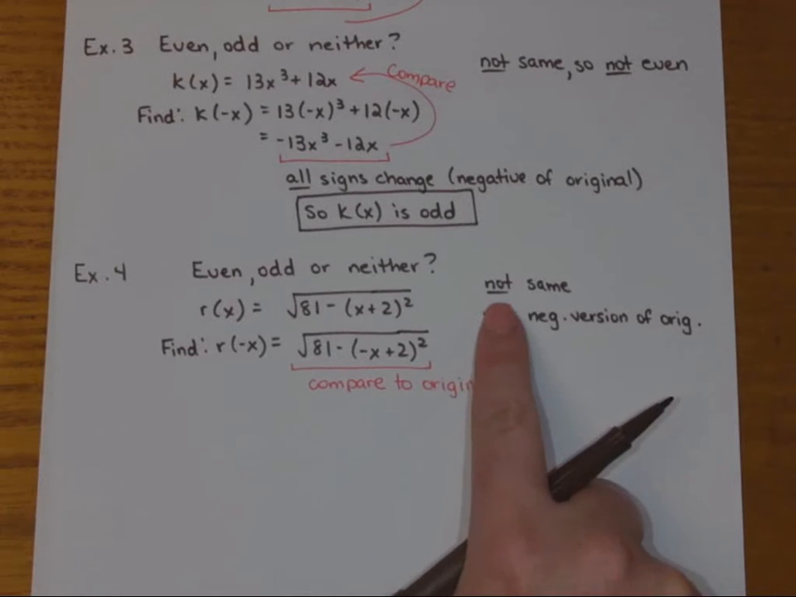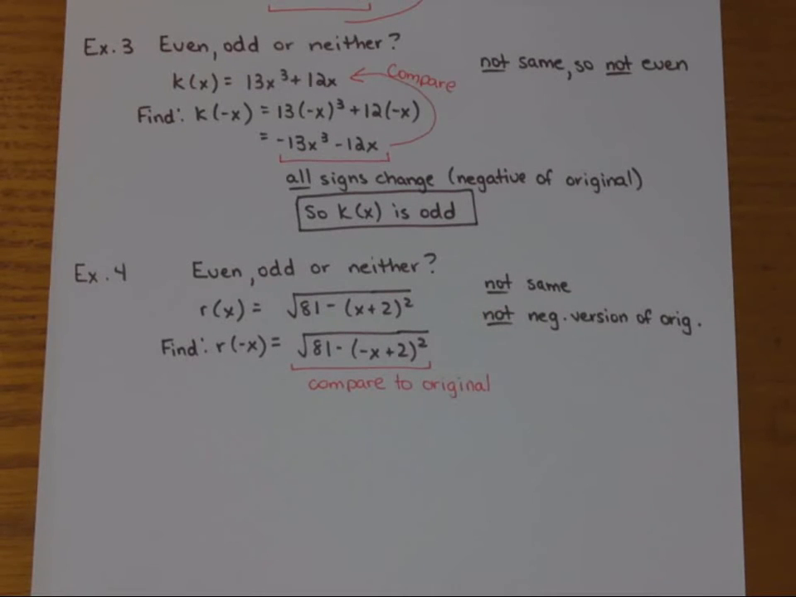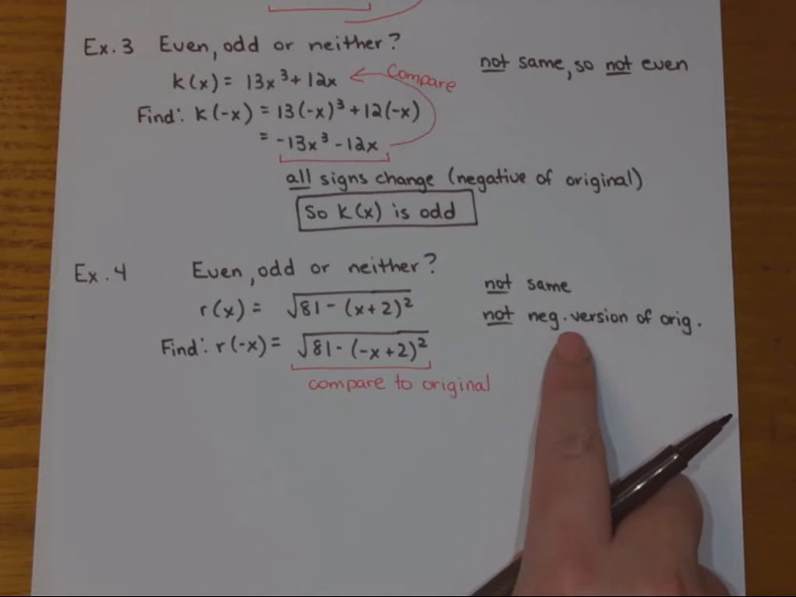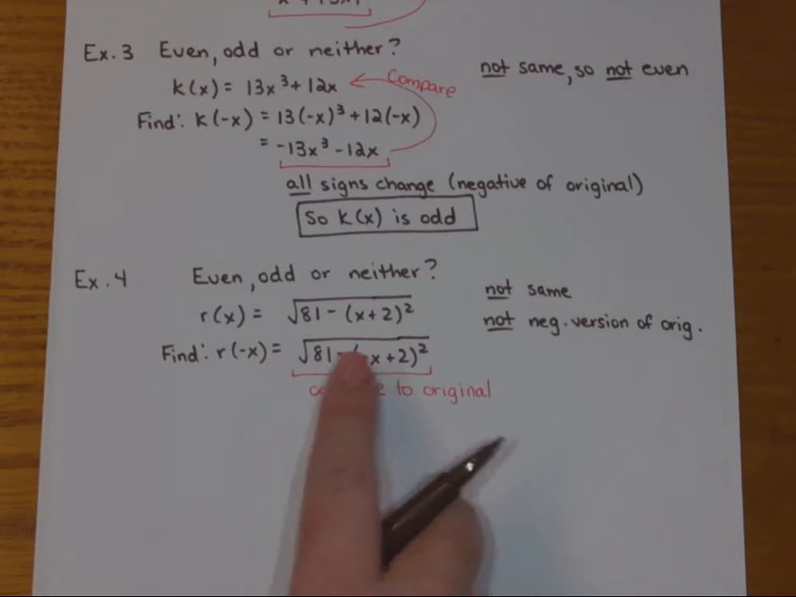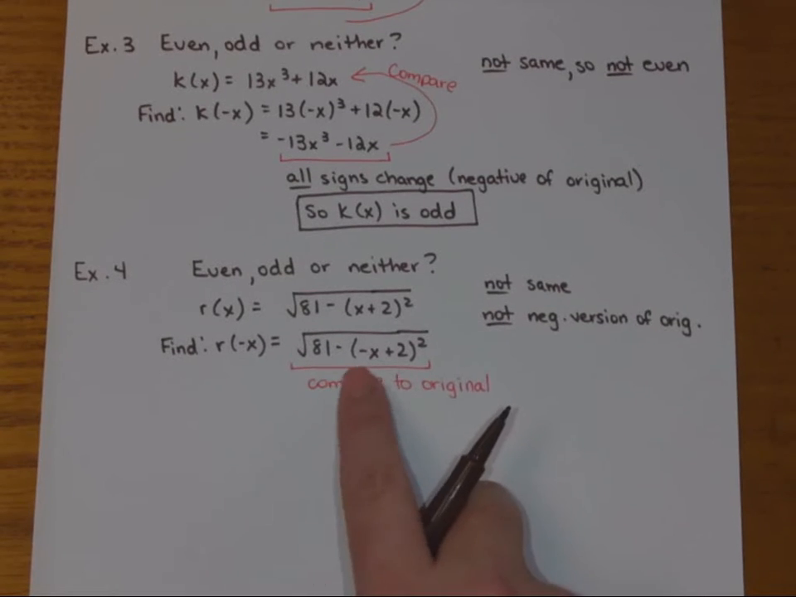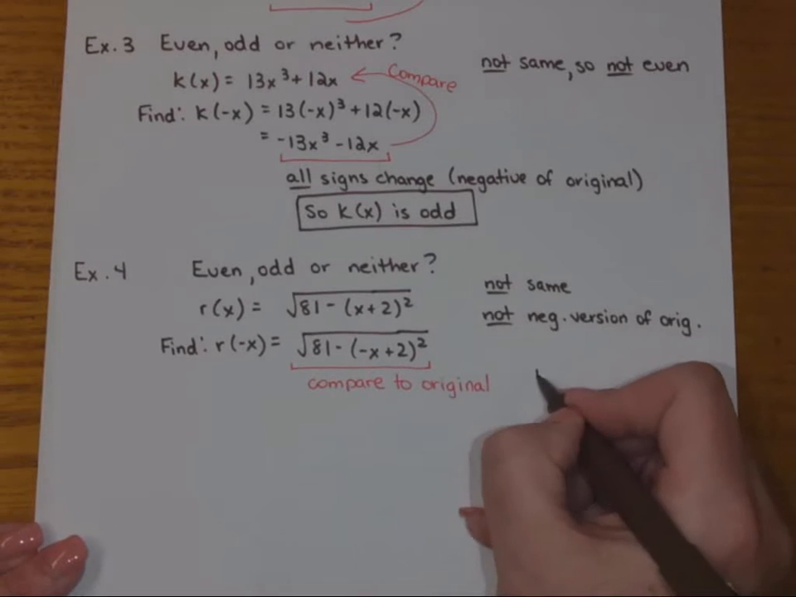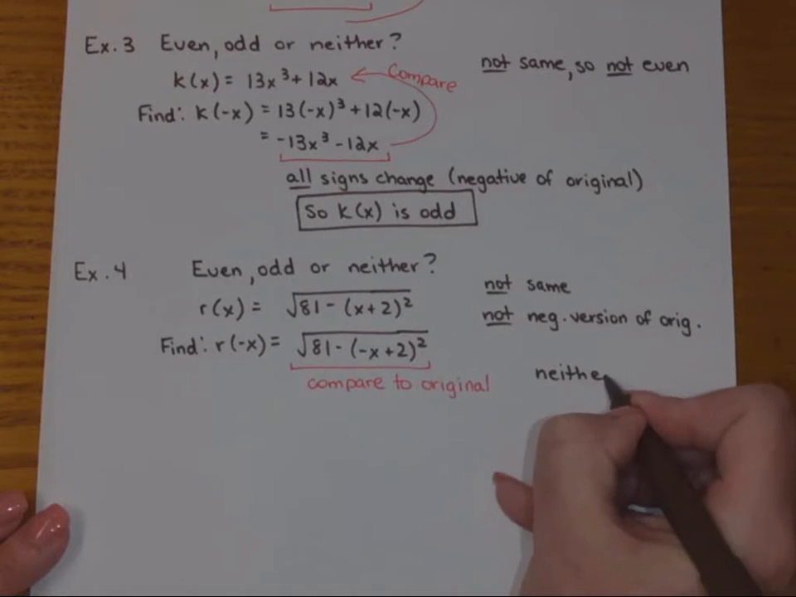Okay, so the fact that it's not the same means it's not even. The fact that it's not the negative version of the original, by the way, what that should have looked like is just a negative sign out to the front, okay? Because this term is kind of all grouped inside this square root. So since neither one of those things happened, we'll say it's neither.